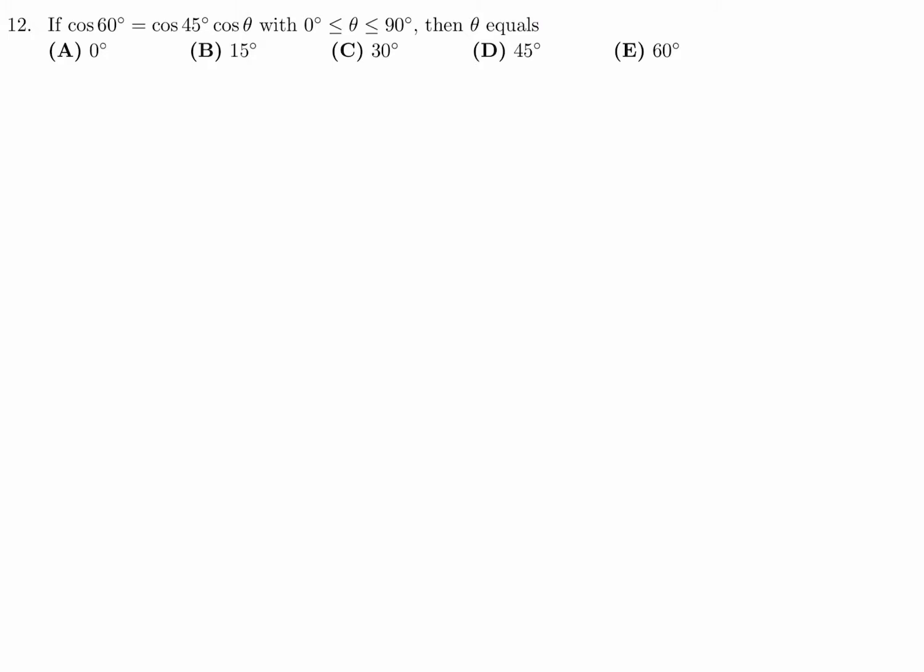If cos of 60 is equal to cos 45 times cos theta, theta is between 0 and 90 inclusive, theta is equal to. All right, got a little bit of trigonometry for you, and you're allowed to use a calculator on the Canadian exams, which is great. Some of you probably have this memorized. You don't even need a calculator, but if you do, there's nothing wrong with using one.